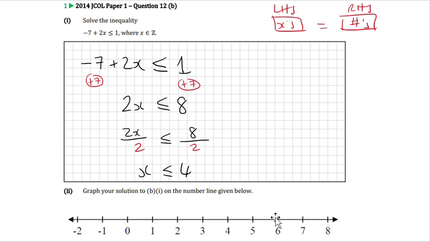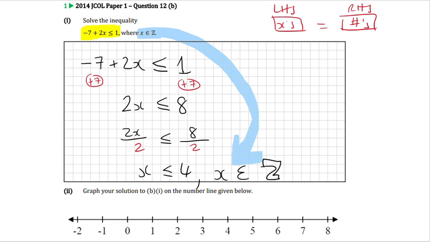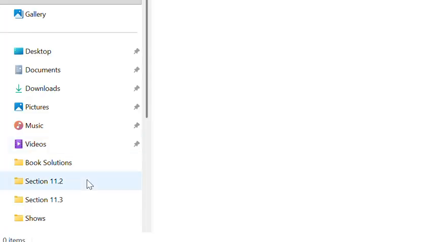So our answer here is x is less than or equal to 4. That's what we worked out. But we've also got to bring back into play that x is an integer. That's what it tells us in the question. X is an integer. So what does that mean? Well, let me jump it up. I should have had it pre-prepared, but I'll get it done now.